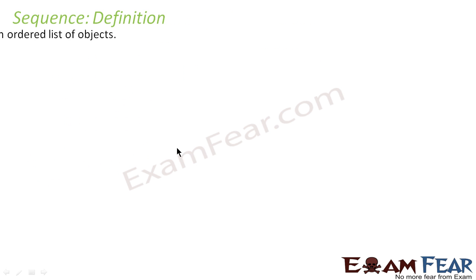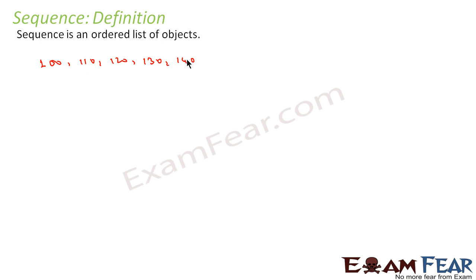So we'll define sequence now. Sequence is an ordered list of objects. As we've explained in the scenarios above, the money in the piggy bank, or if you're asked to double the number of questions, those things are patterns. So mathematically, sequence is nothing but an ordered list of objects. For example, we have seen in the money bank it was 100, it became 110, 120, 130, 140. This was the total amount in the piggy bank.